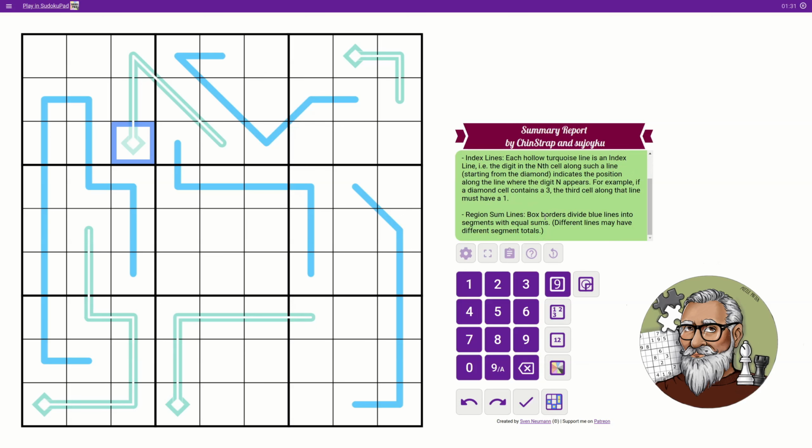Region sum lines. Box borders divide blue lines into segments with equal sums. Right, so these are the box borders, the thick black lines. And on each blue line we have 1, 2, 3, 4 of them as well. Each segment must sum to the same. So if this one would sum exactly to this one, and this one would contain the same digit. As in, if we put 6 here, those would have to sum up to 6. Not possible, but as an example.